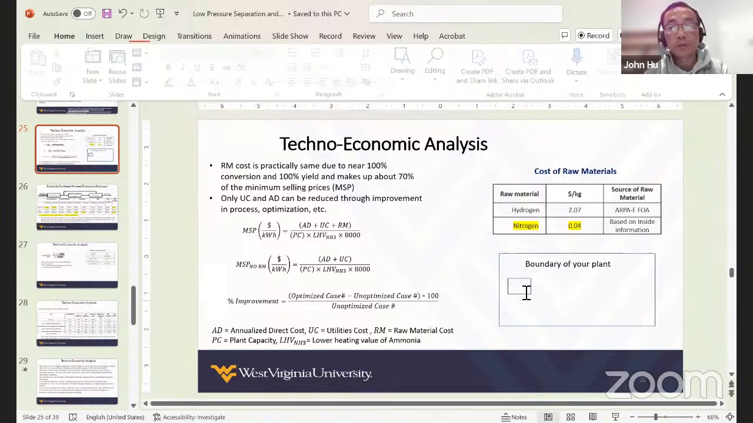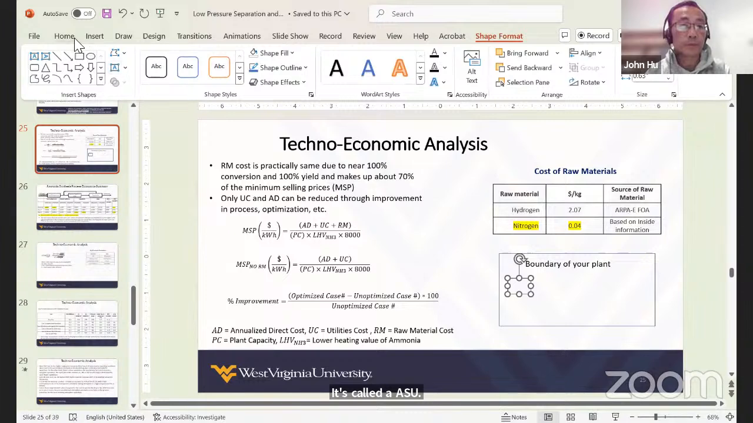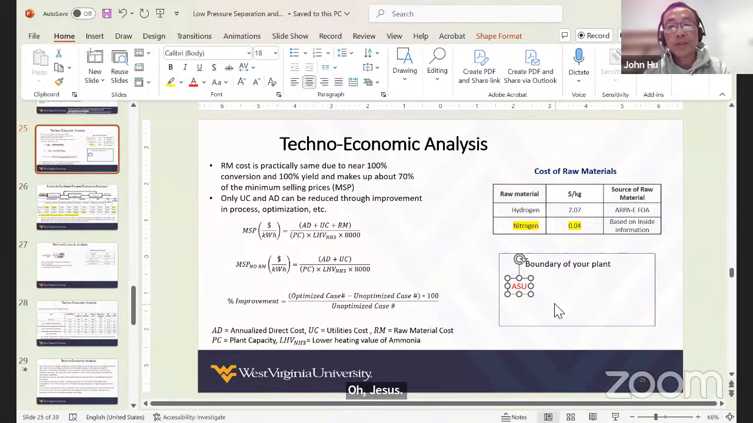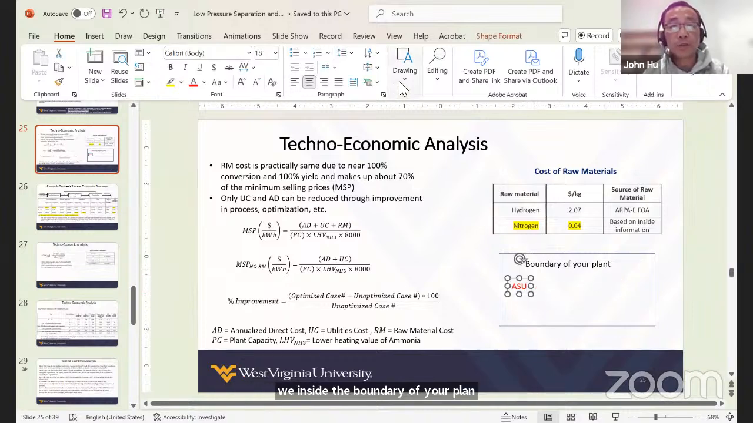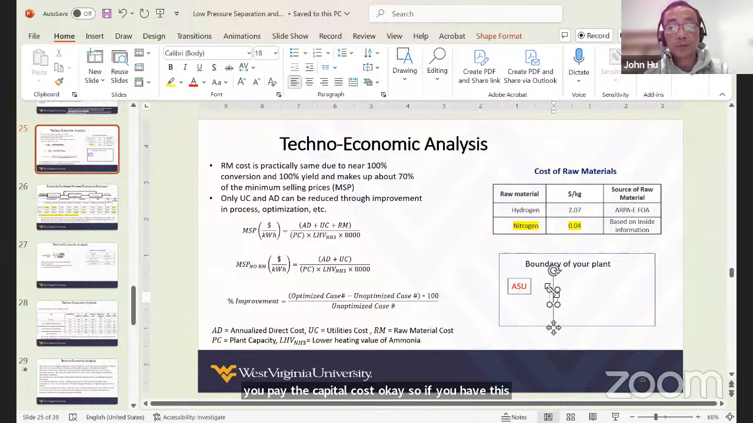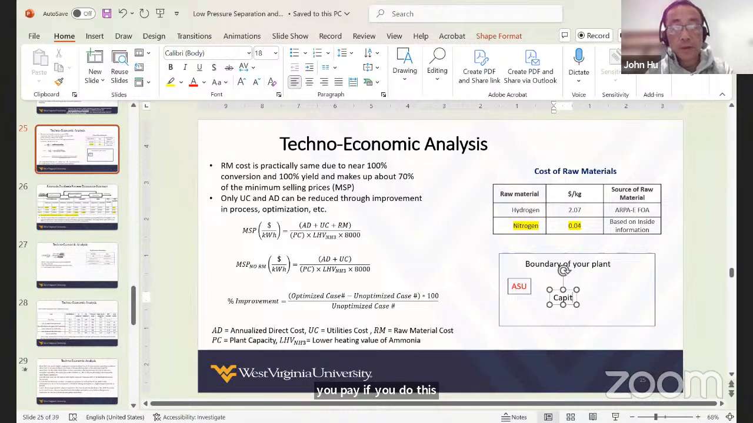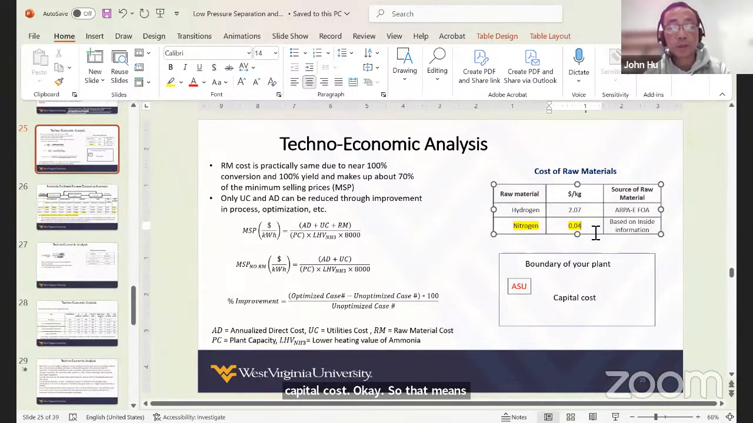One way is called ASU. ASU means air separation unit. If you build the ASU inside the boundary of your plant, you pay the capital cost. So here the nitrogen cost is going to be 0, not 0.04. It's 0 cost because you already paid capital on it.